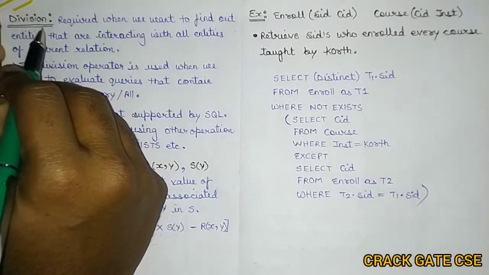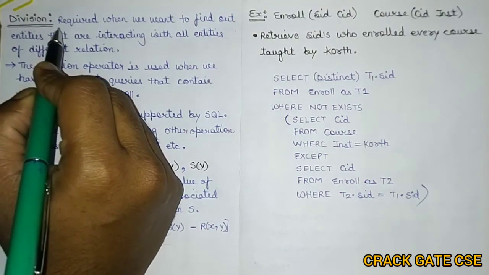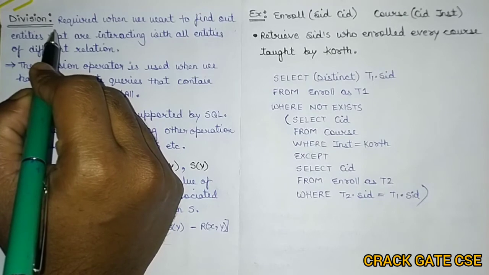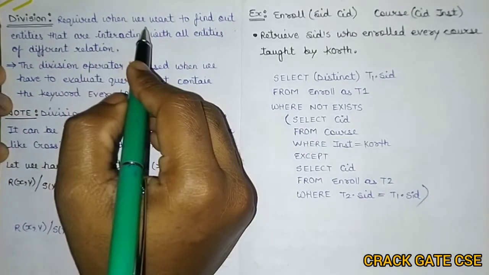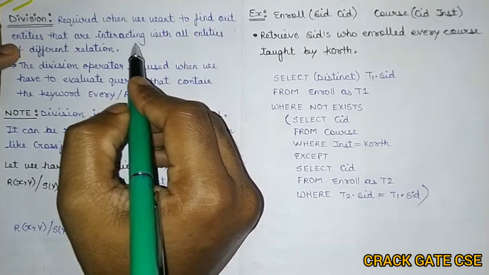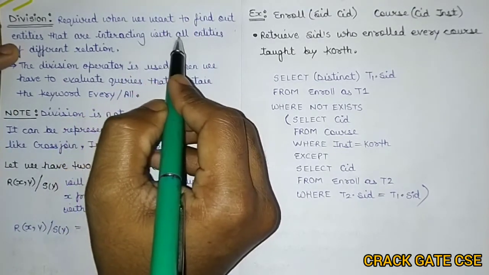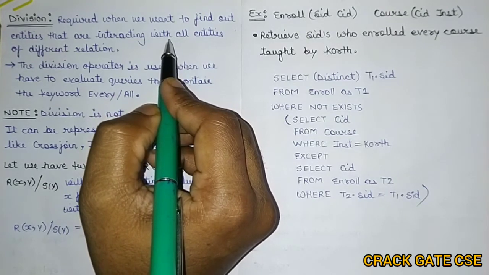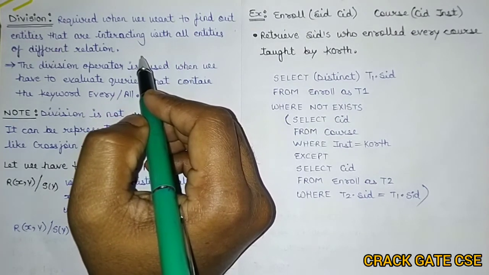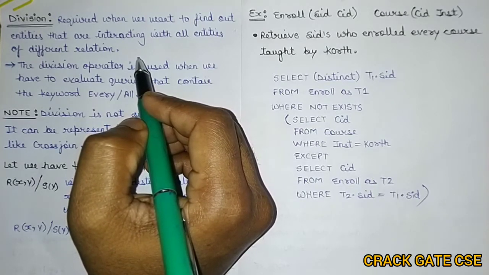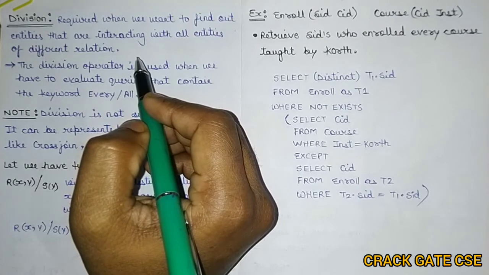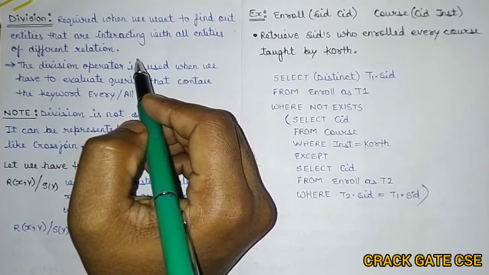See, the division operator is required. First of all, we need to understand why this division operation is required. What is the necessity to use the division? It is required when we want to find entities that are interacting with all entities of a different relation. That means if we have a relation and we want to find which entities of that relation are interacting with all the entities or records of some other relation, we use division for this kind of purpose.